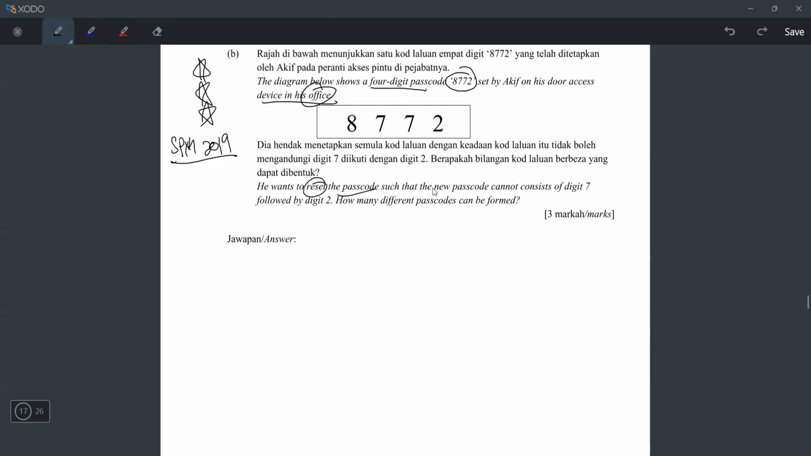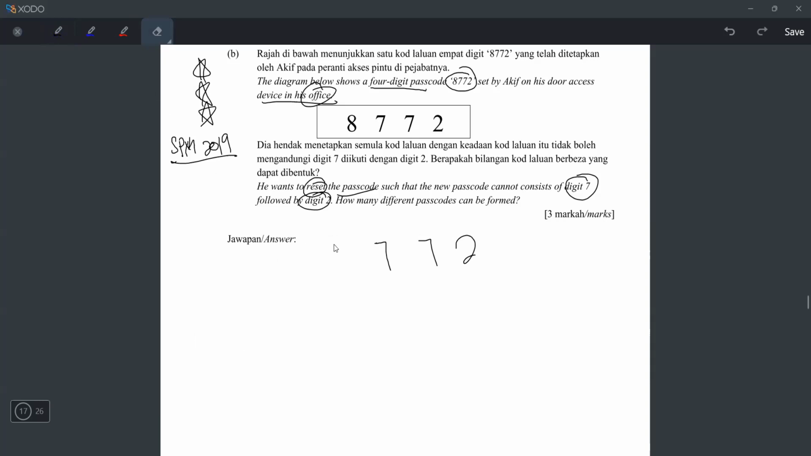So he wants to change the passcode such that the new passcode cannot consist of digit 7 followed by digit 2. So you want to change the passcode, but this time the passcode cannot have 7 followed by 2. How many different passcodes can be formed? Okay, now this is the problem. When he's trying to reset the passcode, is he just using these 4 digits, or it can include other digits like 0, 1, 2, 3, 4, 5, 6, 7, 8, 9? So that's what caused everyone to lose their mind because they don't know whether you can use the other digits or not.